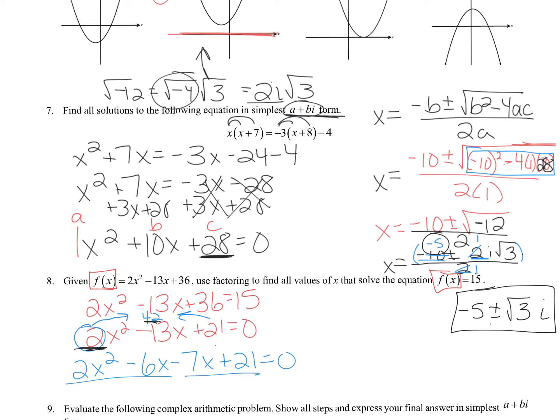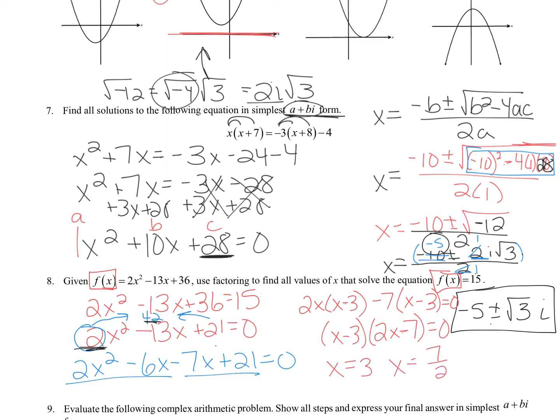So I'm going to write this over on the side. GCF of the first 2 is 2x. GCF of the second 2 is negative 7. If I'm confused whether to take out negative or positive 7, I want to create an x minus 3, and taking out negative 7 will get that done. So the common factor is now x minus 3, and I have 2x minus 7 left, giving me for my roots 3 and 7/2, which is 3.5.